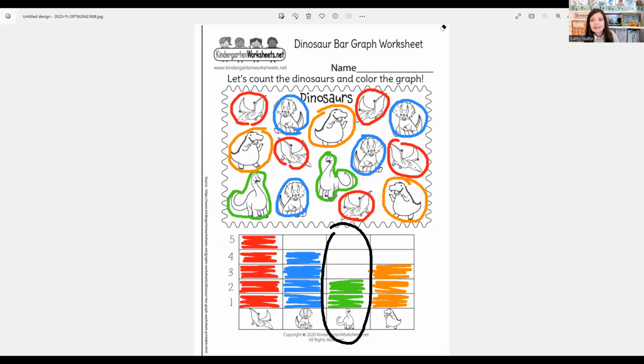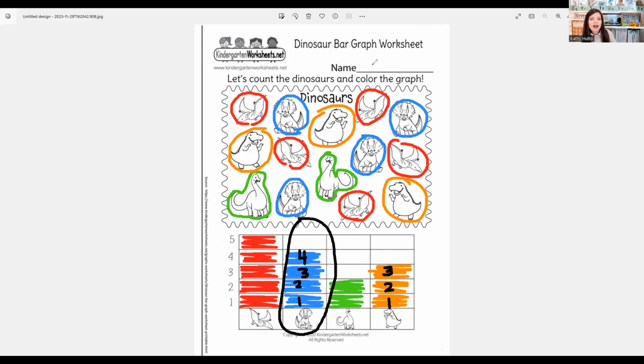How many T-Rex dinosaurs were there? 1, 2, 3. And how many 3-horned dinosaurs were there? 1, 2, 3, 4. Good job. You did a really great job today. We used a bar graph in math.